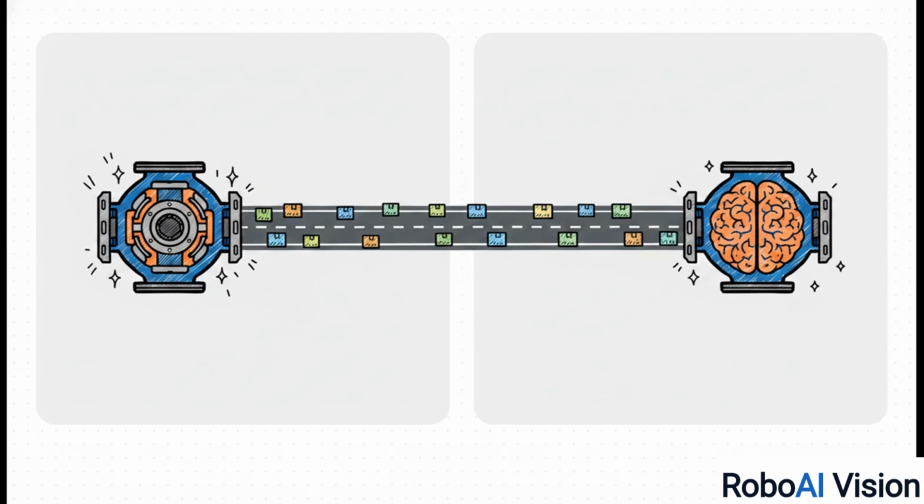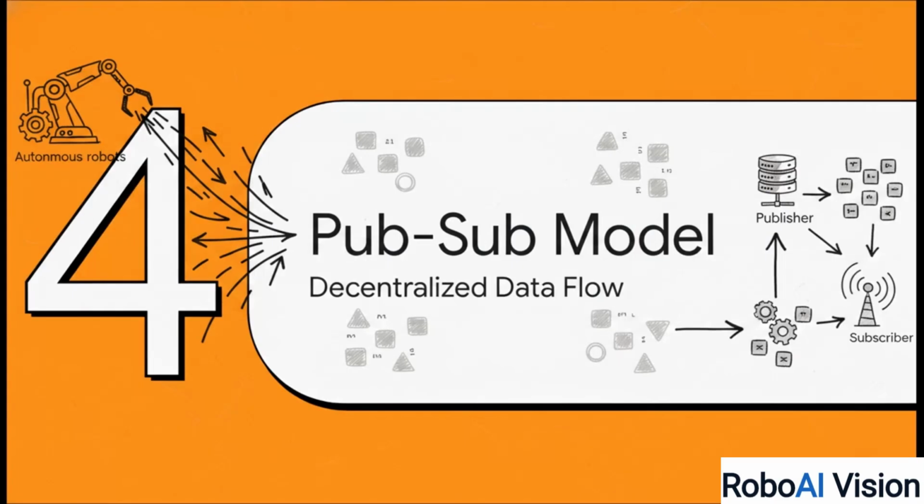They do the heavy lifting, the computing, the deciding. The topics are the highways, transporting the cargo between those engines. Section 4, the publisher-subscriber model. Let's see how the data actually gets onto those highways.